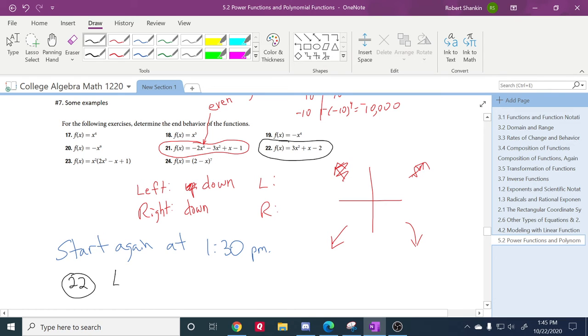So for number 22, at the far left and at the far right, what's happening? Is it going up or is it going down? Is it going to positive infinity or negative infinity? Figure out your answer, enter it into your group chat, and you can discuss it briefly in your group.